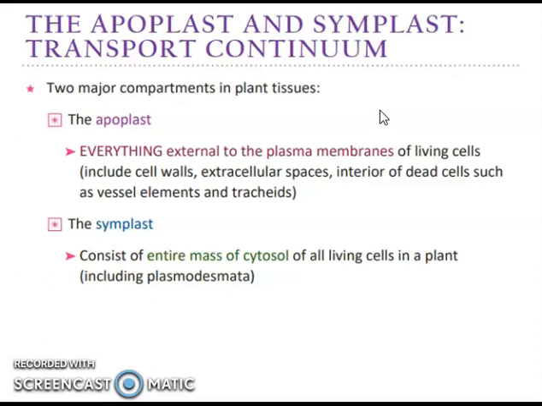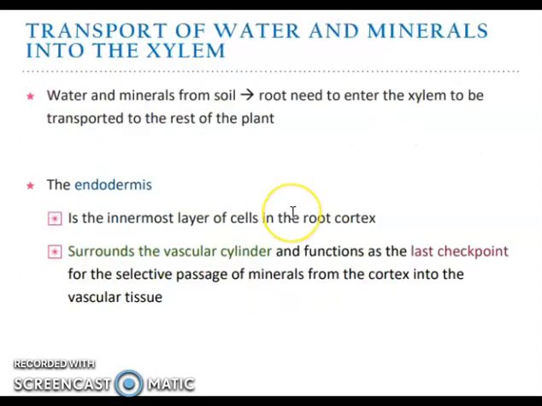The last compartment that is very important for the plant in transport of mineral and water inside the plant tissue is the symplast. The symplast means the region consisting of the entire mass of cytosol of the living cells in the plant, including the plasmodesmata.